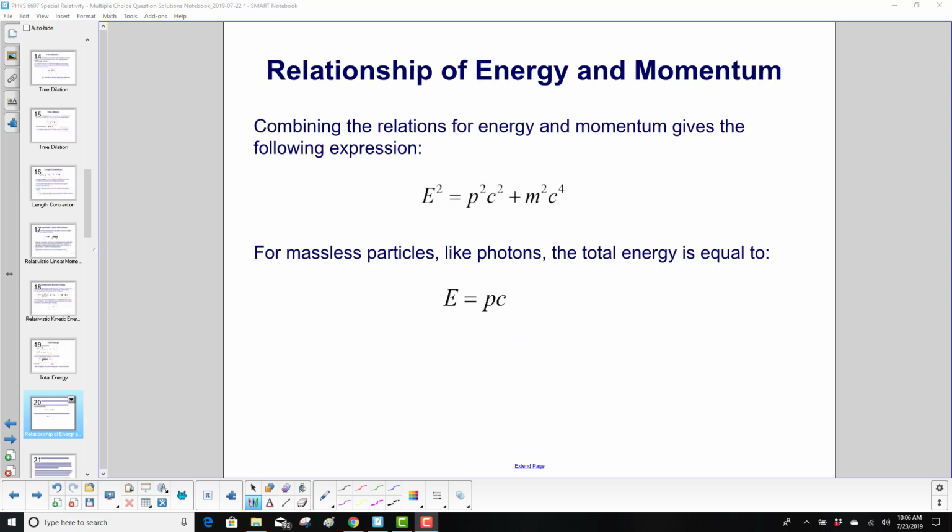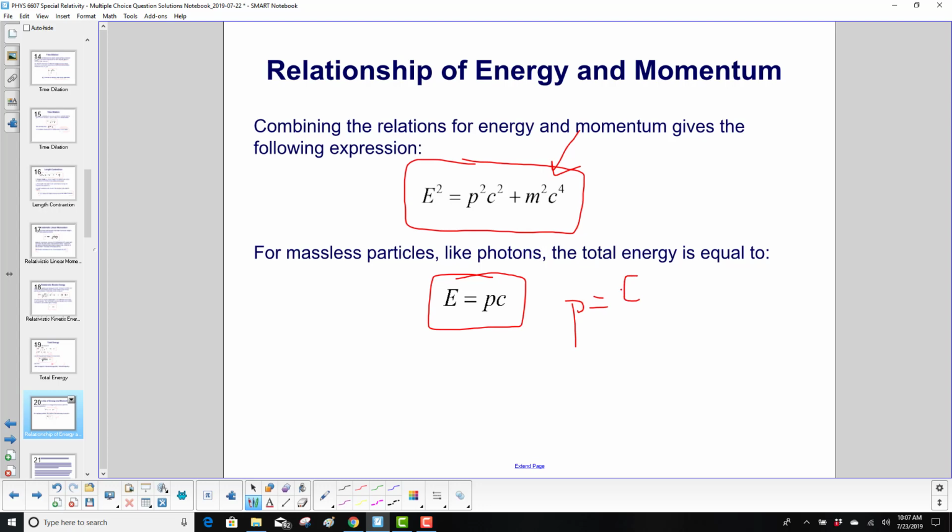By combining the relations for energy and momentum, we get the following expression. Total energy squared is equal to p squared c squared, that's momentum squared c squared, plus m squared c to the fourth. Now what if you have particles that have no mass, like photons? You lose this term, and you're just left with total energy is momentum times c. So even photons that don't have any mass have a momentum, and the momentum is equal to their total energy divided by the speed of light.